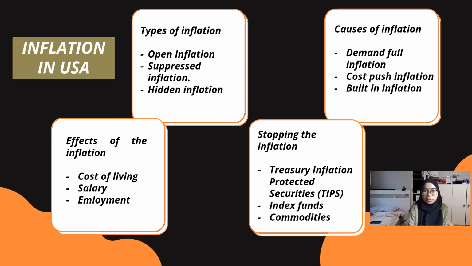Last is built-in inflation. Future inflation expectations cause built-in inflation, that is, as prices rise, employees anticipate and demand higher pay to maintain their standard of life. However, rising wages result in greater manufacturing costs, which lead to higher prices, and the downward spiral begins. Because of the cyclical dependence, built-in inflation is also known as the wage-price spiral.